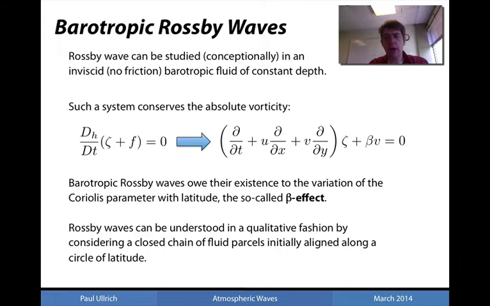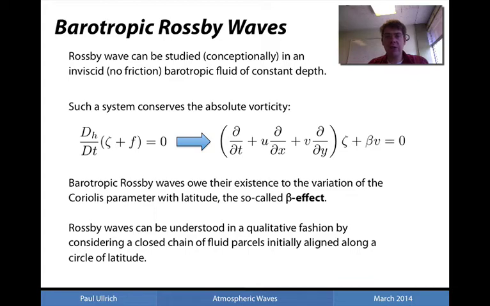Expanding this out in an Eulerian context, one gets partial derivative with respect to t plus u partial derivative with respect to x plus v partial derivative with respect to y as a composed operator applied to the relative vorticity plus beta times v. The planetary vorticity here being a much smaller term due to the fact that f only has variations in the meridional direction.